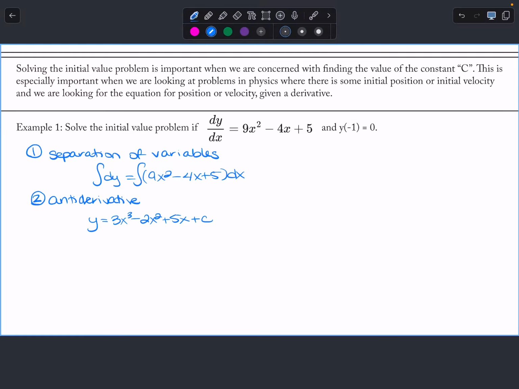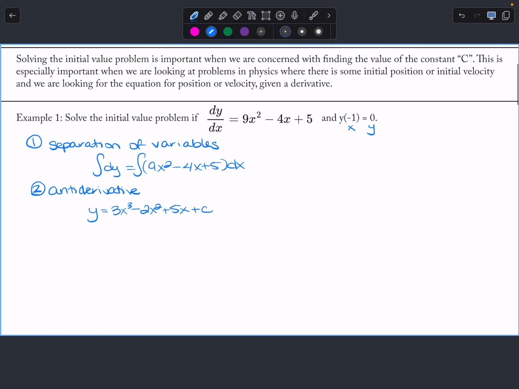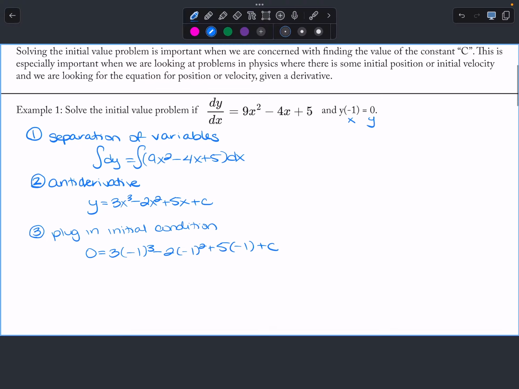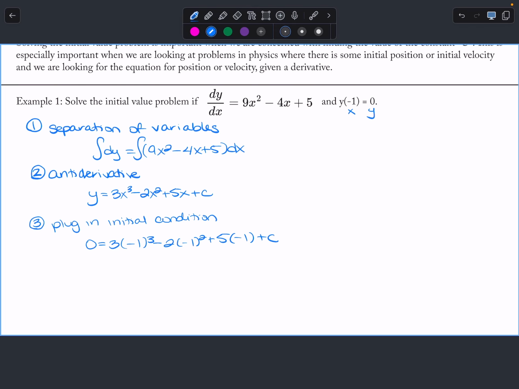Okay, so how do I solve for plus c? I have an initial condition, an x value and a y value that I can use. So I plug in my initial condition. So I have 0 is equal to 3 times negative 1 cubed minus 2 times negative 1 squared plus 5 times negative 1 plus c. If they do not see you plug in your initial condition, you only get at most 3 points out of 7.